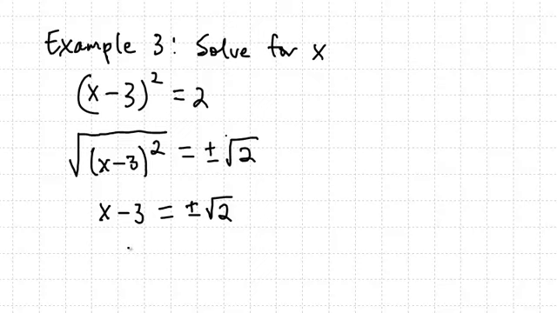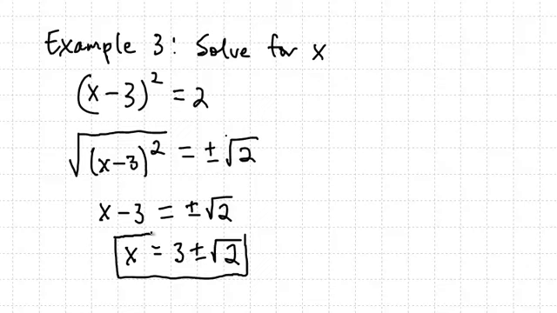I still want to get x by itself, so I'm going to move the 3 to the right side. I'm going to say x equals 3 plus or minus the square root of 2. Now since I can't combine the 3 and the root 2, because one's under a radical and one's not, I'm going to stop right there and say the solutions to the original equation are 3 plus root 2 and 3 minus root 2.